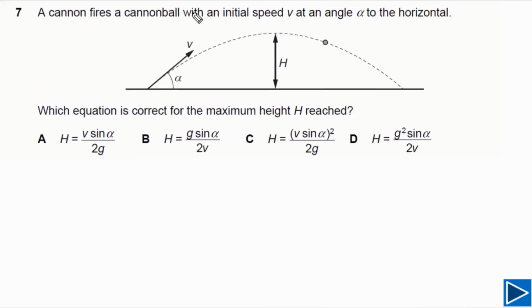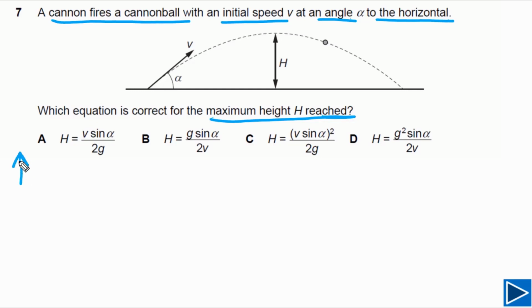This question is about projectile motion. It is given to us that a cannon fires a cannonball with an initial speed v at an angle alpha to the horizontal. We need to find out the maximum height reached by the cannonball. This question is asking us about maximum height, so we need to consider vertical motion only. For this purpose, we will take upward as positive.